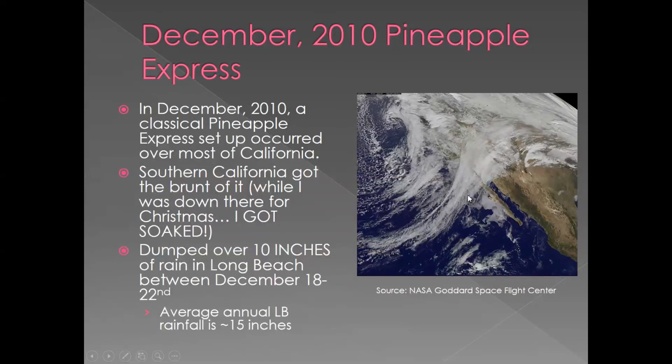Long Beach, in this time period from December 18th to the 22nd, received over 10 inches in just a 5-day period. The average annual rainfall in the same location is just about 15 inches. So we got 2/3 of our rain in one storm. That's insane.